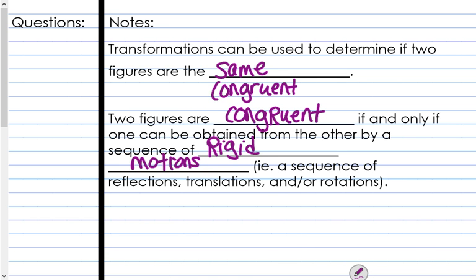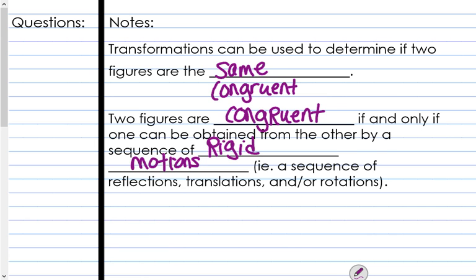So reflections, translations, and rotations, those are rigid motions. Last video we did a non-rigid motion. We did a dilation. That's a non-rigid motion because it changes its shape or size. But a rigid motion is something that keeps it the same size, it just moves it around.